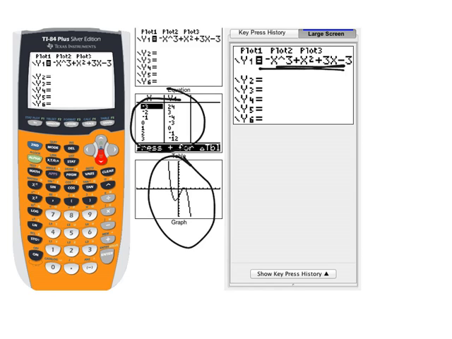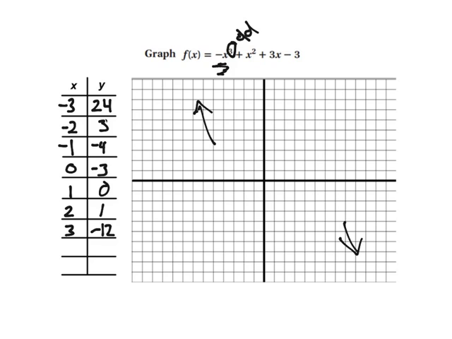So now we need to plug in all those values. We got to make our table, and those are our values. Obviously, we can't get negative 324 on the graph, but we can get negative 2, and we know that point's up here somewhere. We're fine with that. So negative 2, 3 would be right there.